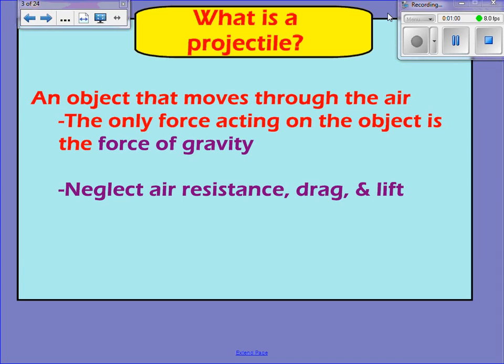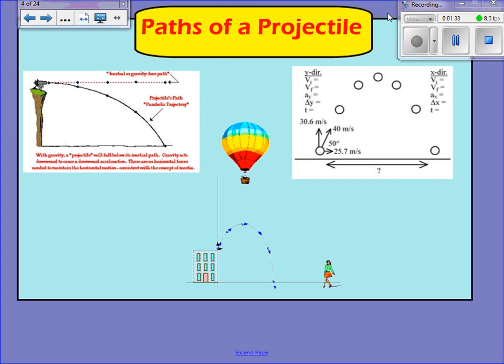And the reason for that is because in addition to force gravity, anything that's maybe traveling through the air has some sort of air resistance or drag or lift that's acting on it. So technically speaking, there is no projectile on Earth. However, in this physics course and most of your physics courses, they neglect air resistance, drag, and lift. So any sort of force that might alter the projectile as it moves through the air other than gravity is going to be ignored. Okay, so a projectile is defined as an object that only has the force of gravity acting on it.